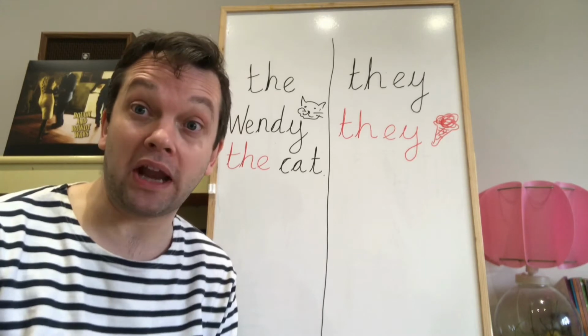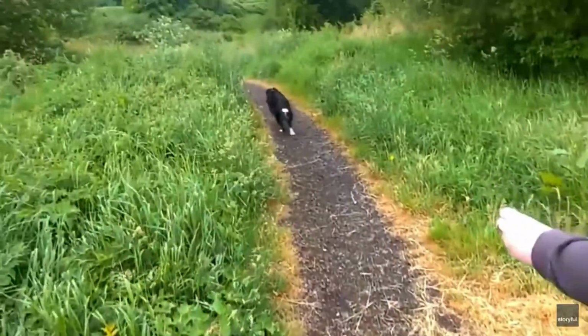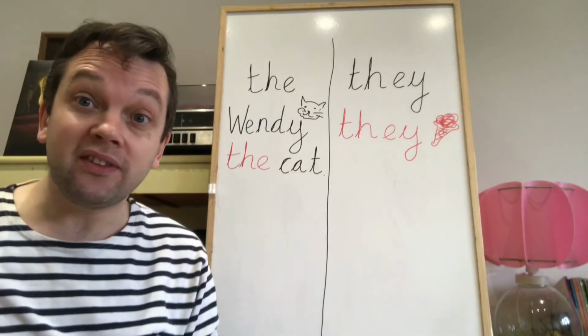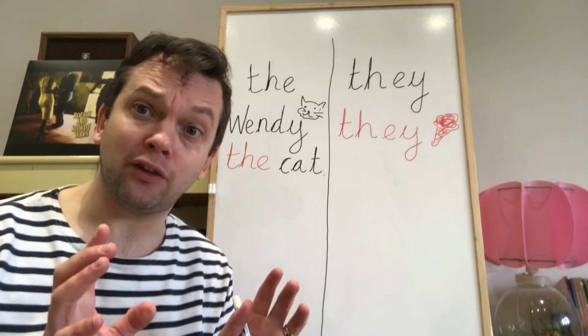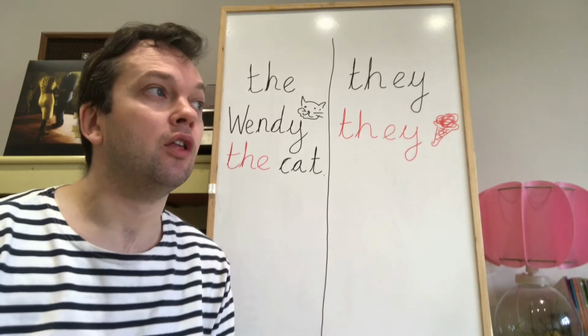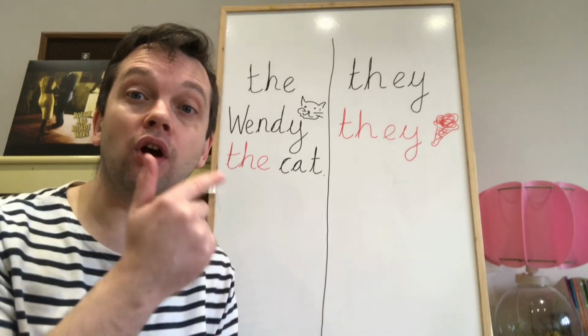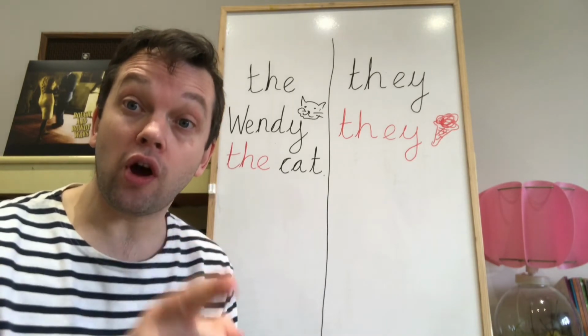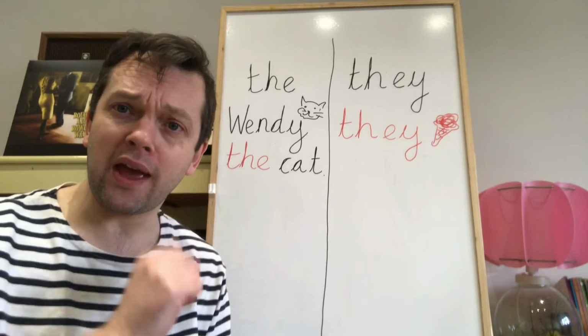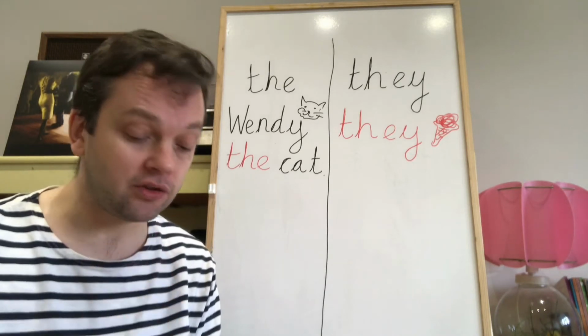The dog ran away. So is it the or is it they? The way to check is to say it. The dog ran away. Your turn to say it. Ready? The dog ran away. Okay, let's write it now.